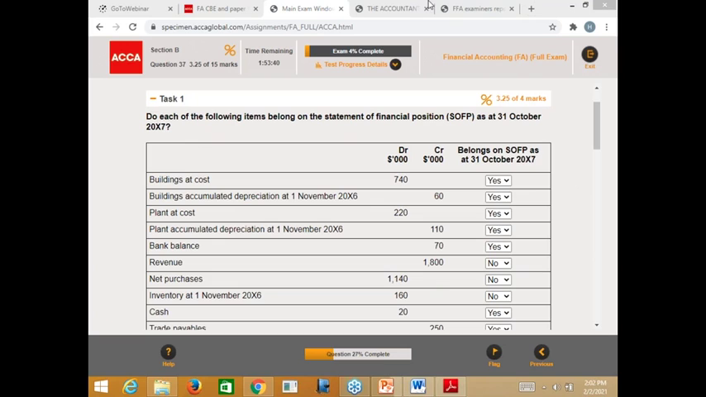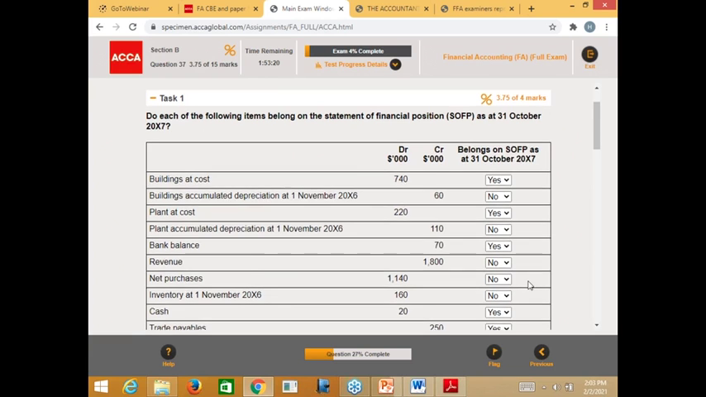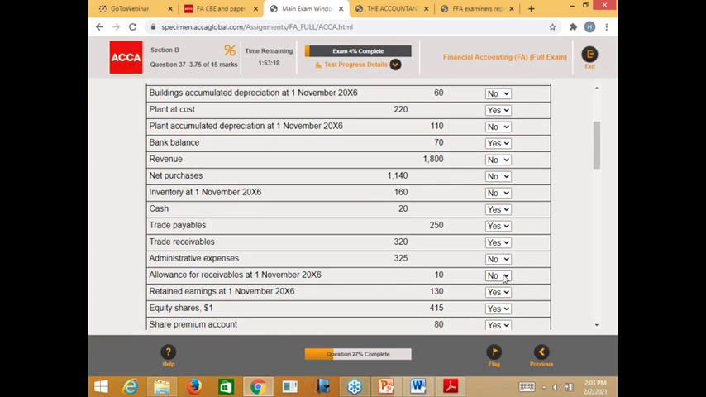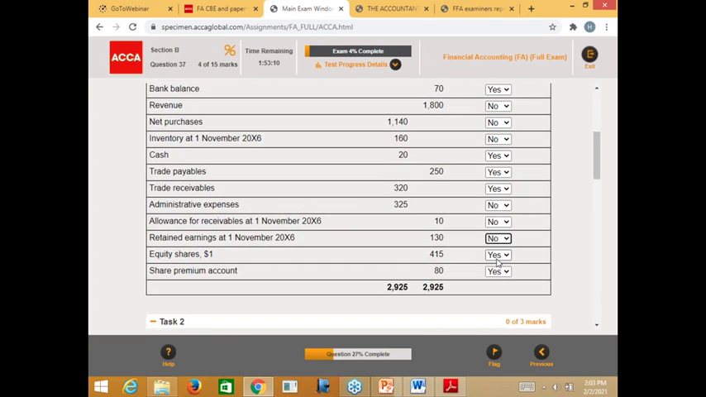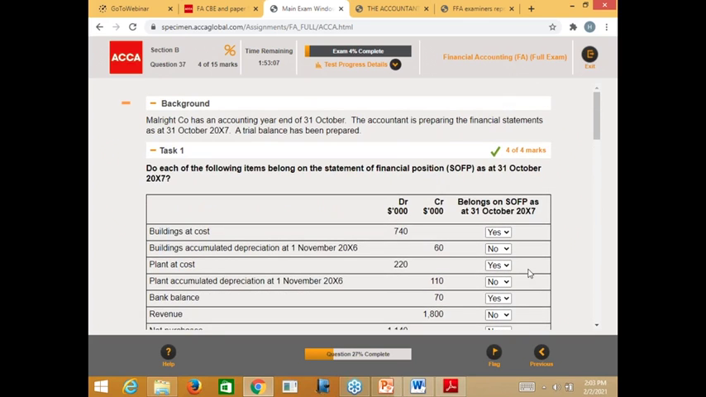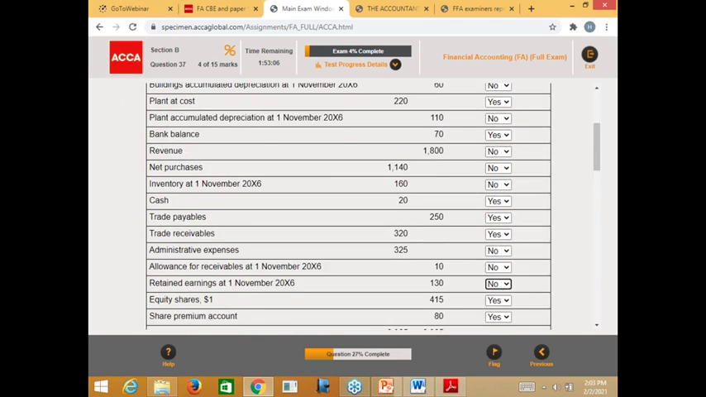Okay, the question is telling you what belongs to SOFP as at 31st October. The opening balance will not go in the balance sheet. The closing balance of the accumulated depreciation will go in the balance sheet, separately. Likewise, we have removed the opening inventory. Anything opening we have removed. Same is the case with the opening retained earnings. So this is how we have to attempt this question.